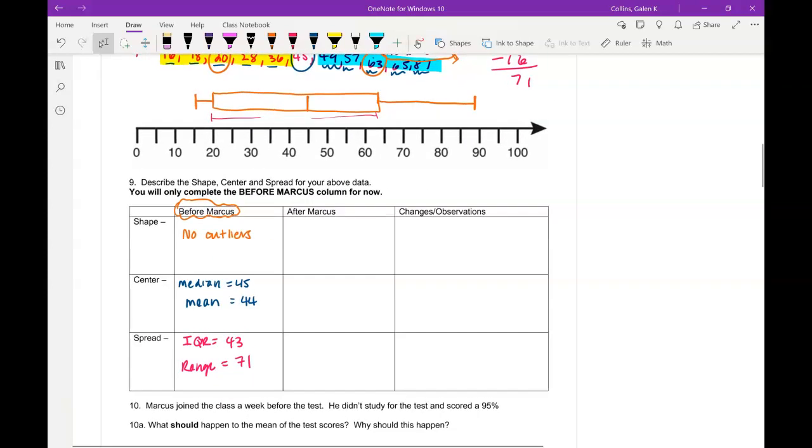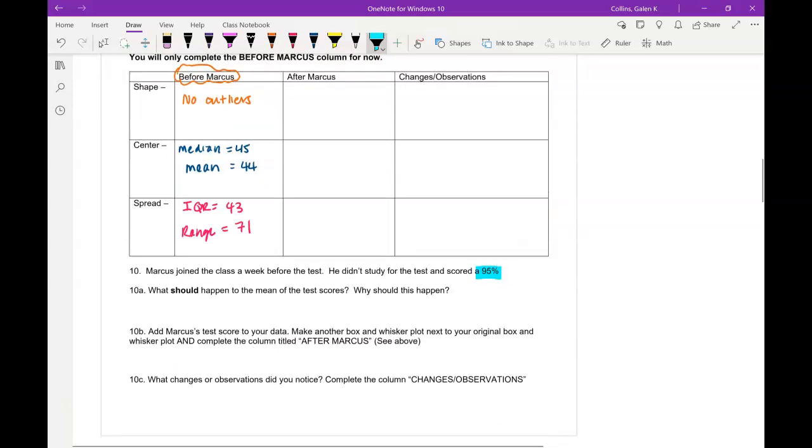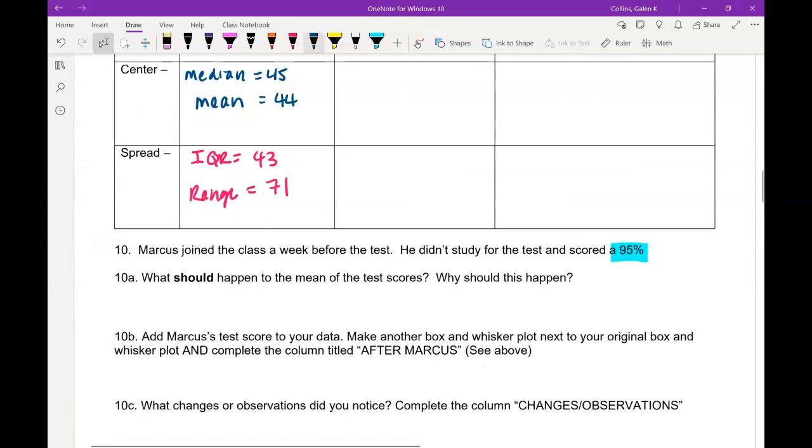So if I think about this, if Marcus's score is above the mean, adding his score to our data is going to change the mean of the data, and it's going to pull it in his direction. So what should happen? Well, if we include a really high score, the mean should increase. And we have no way of knowing exactly by how much unless we recalculate it.